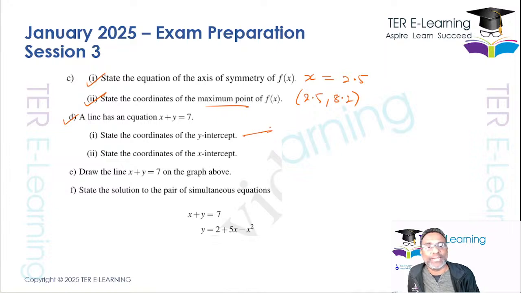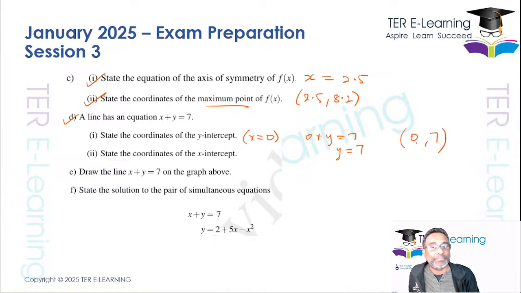The first one, the y-intercept. So, at the y-intercept, right, x is equal to 0. You all need to remember that. If you are given an equation and you want to figure out what is the y-intercept, just plug x is equal to 0 into the formula. So, this is going to be 0 plus y is equal to 7. So therefore y is equal to 7. So therefore the y-intercept is going to be 0, 7.